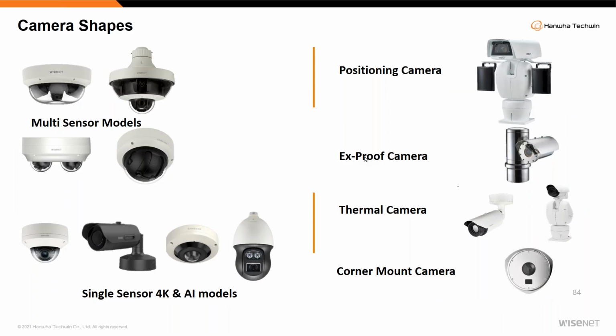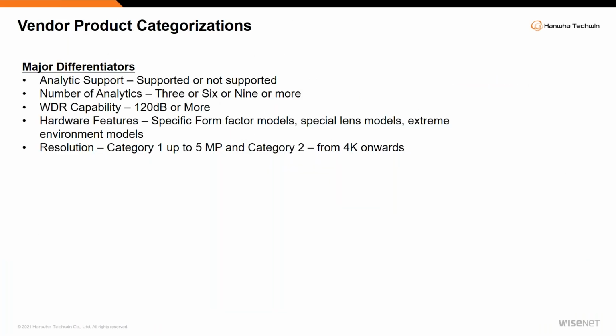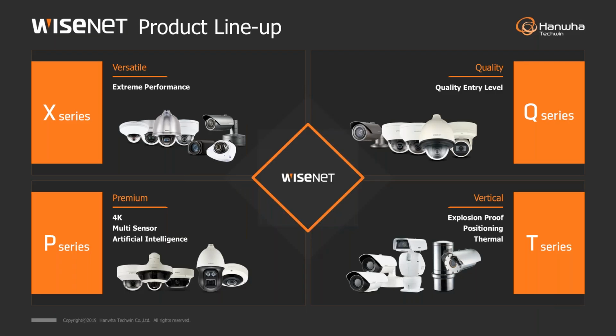We also saw multi-sensor models, panoramic, multi-direction, two-direction, and the difference between the series is not really resolution anymore. It's the processing capability. Higher applications can be running analytics, higher WDR or higher image performance features, artificial intelligence, higher number of sensors. All that is the difference between the series and not really resolution anymore.